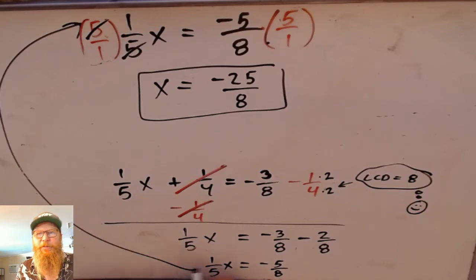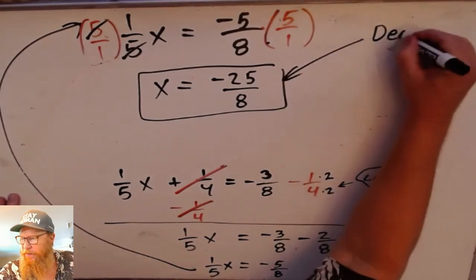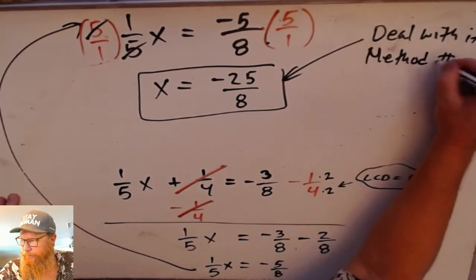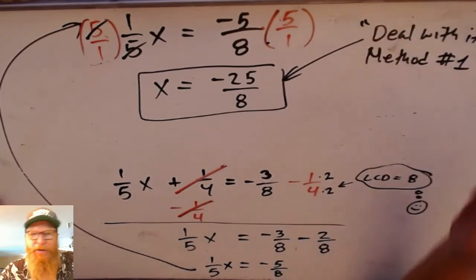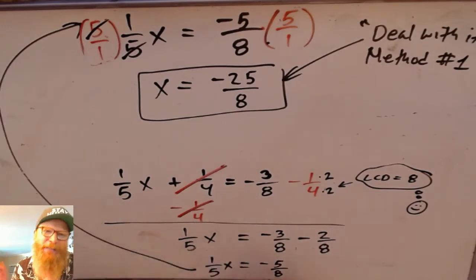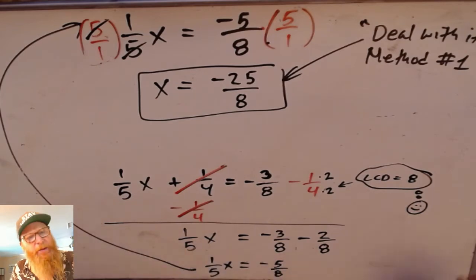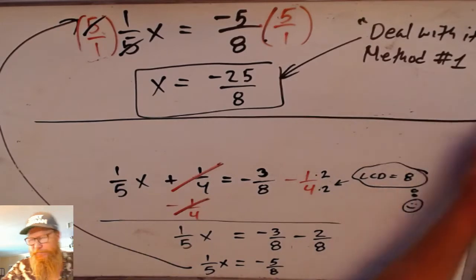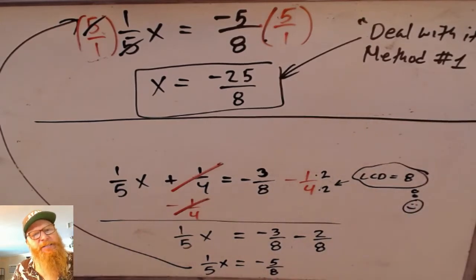Okay, so that's the deal with it method. By the way, I made up the phrase deal with it. The official method is the least common denominator method. You know, that just doesn't sound as catchy as deal with it. All right. Now let's do the other method. And from here on out, for the rest of the lesson, I will just choose one of the two methods depending on the problem. Sometimes I'll deal with it. Sometimes I'll get rid of it.